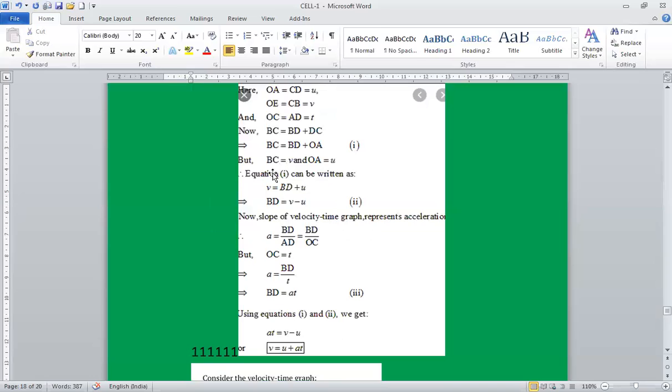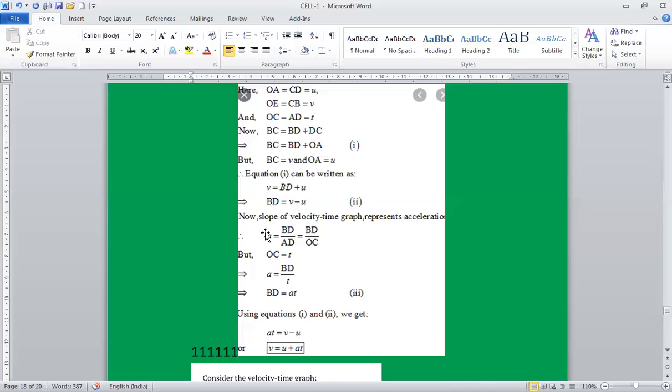So by putting the value of BC, that is V, and OA, that is U, we get V is equal to BD plus U, and taking BD to this side, we get BD is equal to V minus U.